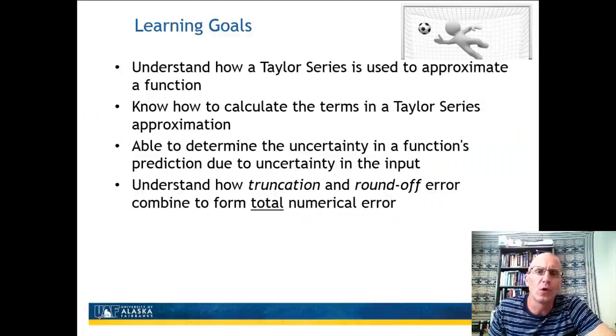So here are the learning goals for this video. At the end of this, you'll understand how a Taylor series is used to approximate a function elsewhere. You'll know how to calculate the terms in the Taylor series approximation. You'll be able to determine the uncertainty in a function's prediction due to uncertainty in the input. And you'll understand how truncation and round-off error combine to form total numerical error.